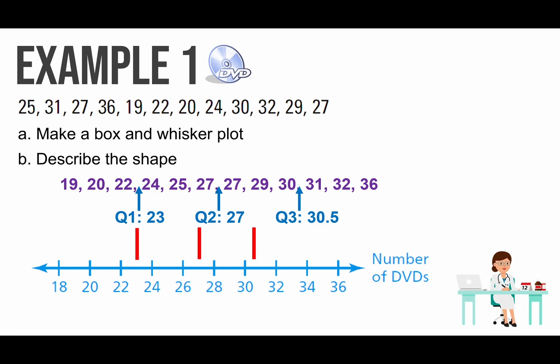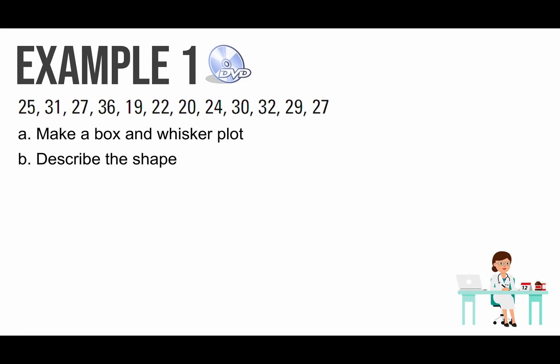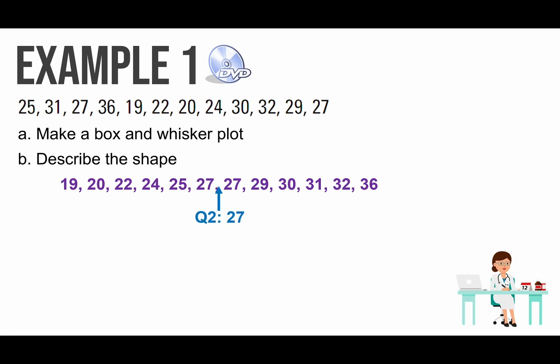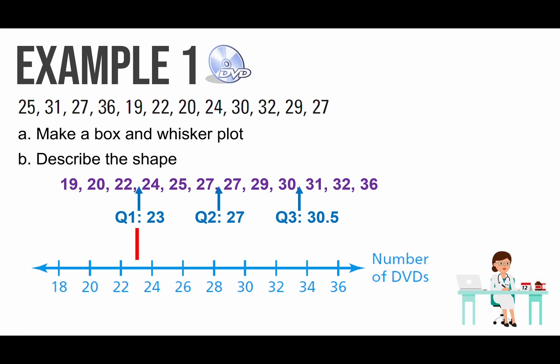So let me do it one more time. You're going to line up the numbers from least to greatest. And then you're going to find quartile number 2, quartile number 1, and quartile number 3. You're then going to draw the lines at 23, 27, and 30.5. You're going to draw the whiskers at the lowest number, 19, and then the highest number, 36. Boom, right there.